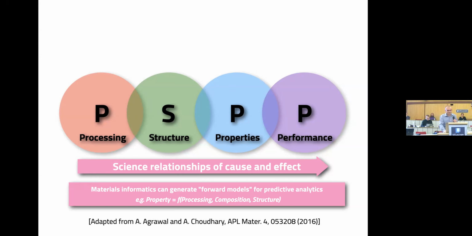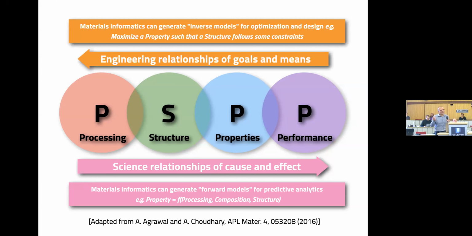That's an example. But we are also interested in going the other way around. Let's say I want to achieve a given performance. What processing, what structure, and what properties do I need in order to achieve that performance? That's this inverse relation, which is called inverse design, because we want, for instance, to maximize a property such that it meets the requirements for the application I have in mind.